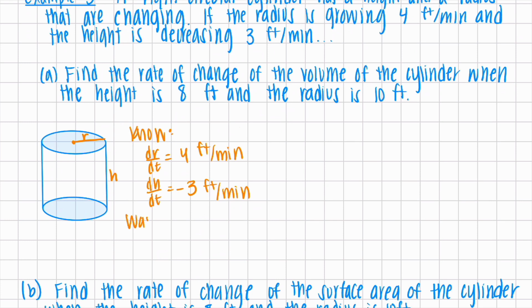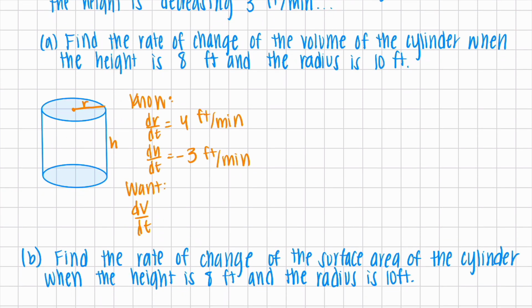So I want dV/dt, if V is for volume, when the height is 8 feet and the radius is 10 feet. All right, so it sounds like we need our volume of a cylinder formula. The volume of a cylinder equals the area of the base of the cylinder times the height. So pi r squared h is your volume of a cylinder formula.